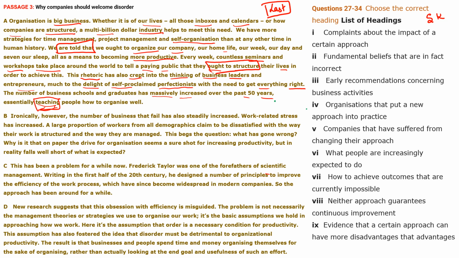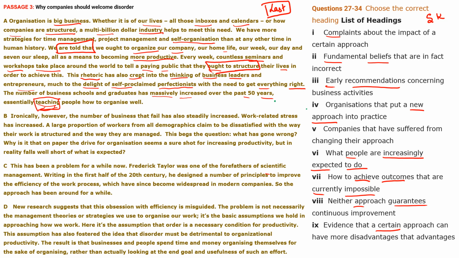Now when you look through the headings, you can see: achieve outcomes currently impossible, what people are expecting to do, guarantees, evidence, new approach, early recommendation, fundamental belief, complaints. Now these were some of the keywords that you have marked, but our idea is saying how people are instructed or taught to become well organized.